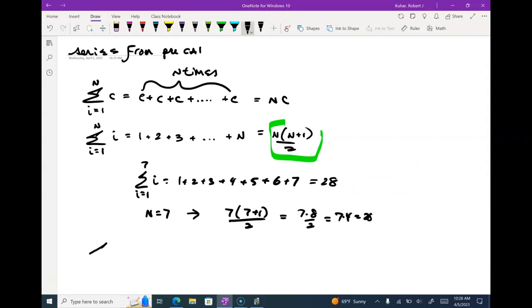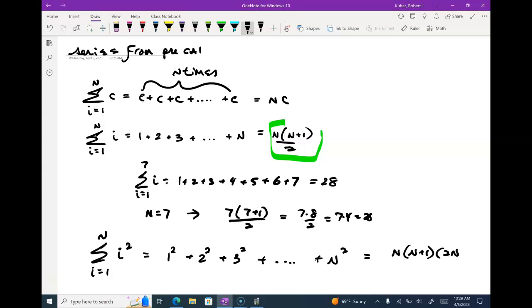The next one I want you to know is the sum from i equals 1 to n of i squared, the indices squared. So that's 1 squared plus 2 squared plus 3 squared plus dot, dot, dot. And the last one, of course, is n squared. And that turns out to be n times n plus 1 times 2n plus 1 all over 6.